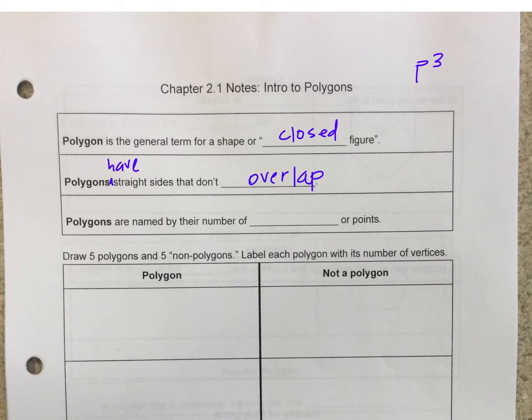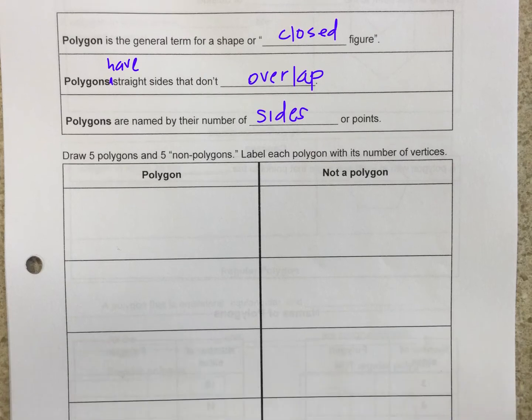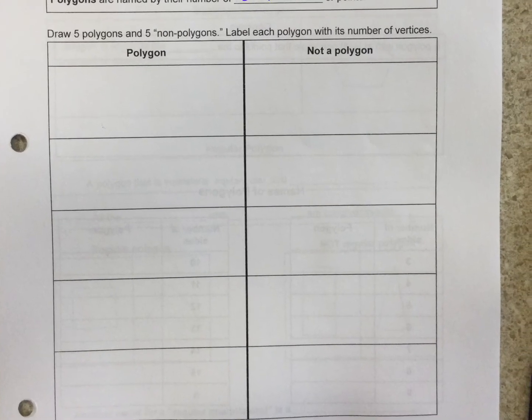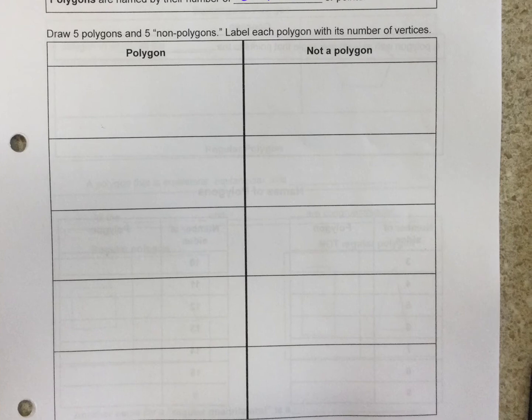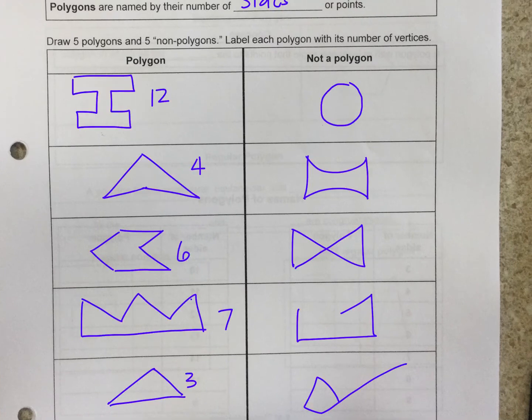Polygons are named for their number of sides or points or vertices. Either way, it has the same number of sides as points. So we're just going to draw some examples. You can draw my examples or you can draw your examples. Either way, pause it and give me 5 polygon examples and 5 non-polygon examples.